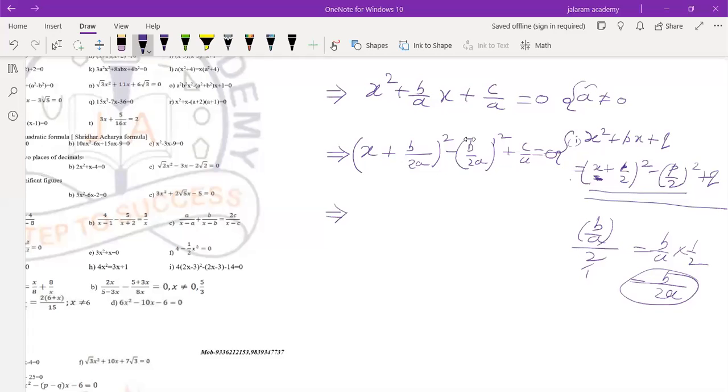Sir, 2ax plus b? This is wrong. This is not correct. x square plus b square upon 4a square. In this way, you will return back to the previous line x square plus b by ax plus c by a, as this b square by 4a square will be cancelled out with minus b square by 4a square.